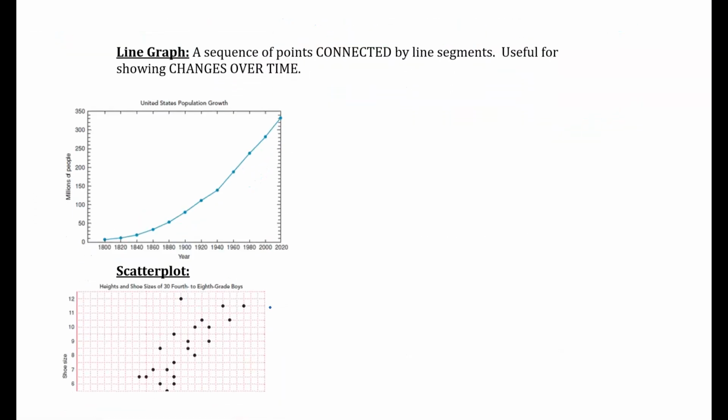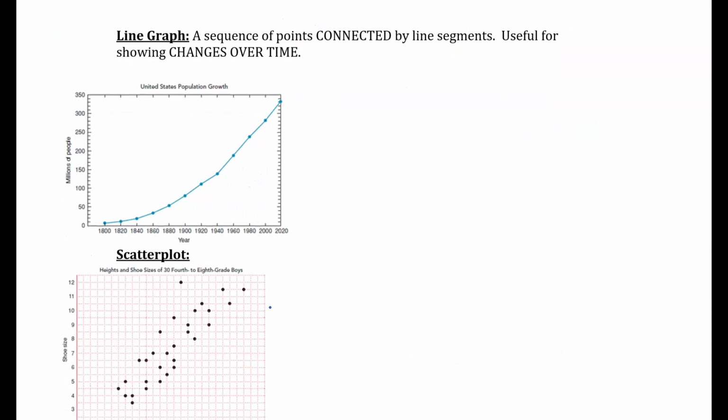Okay, so a couple more examples here. We've got line graph. We're going to talk about line graph and then scatter plot, and then we're done. So this is the last page of the 7.1 notes.